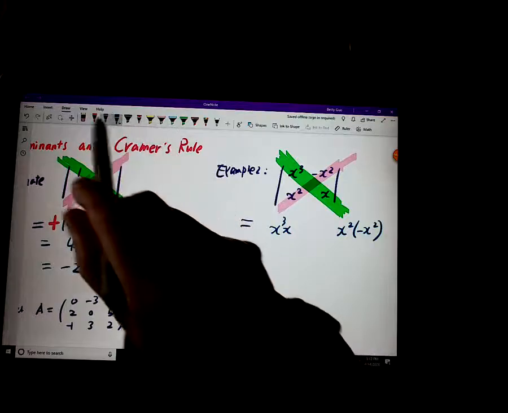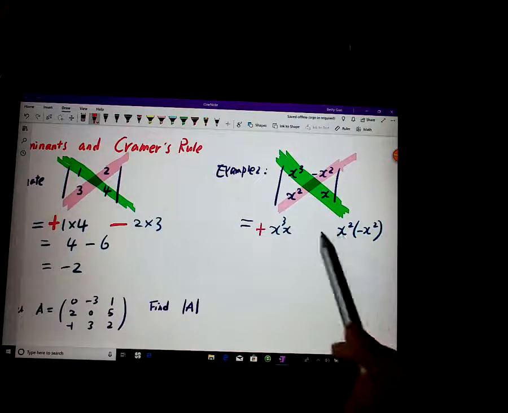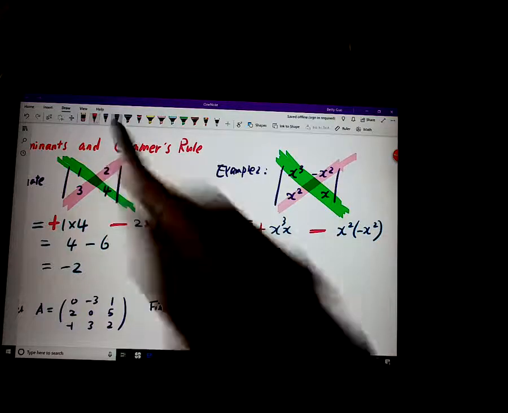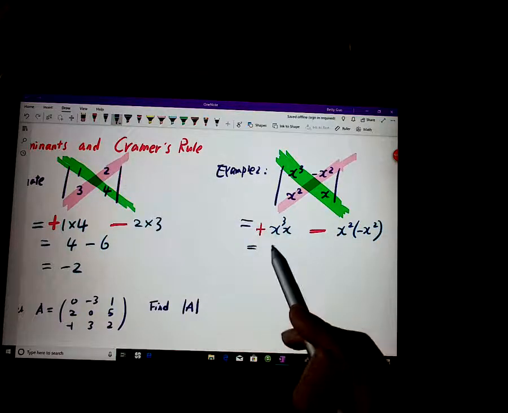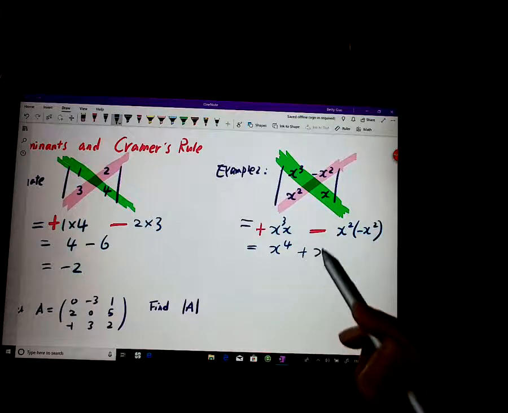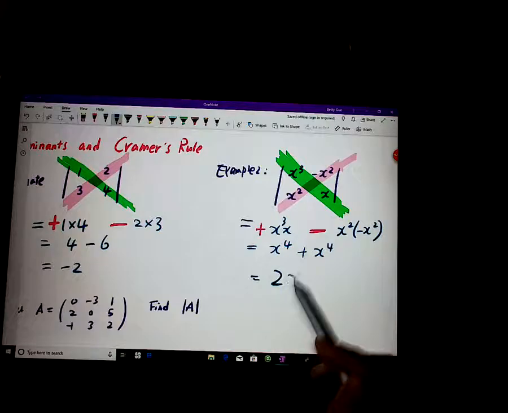Remember, main diagonal always positive. The product from the vice diagonal always negative. Then we have x cubed times x, x to the power 4th. Negative negative gives us positive, right? Positive x squared times x squared, that is x 4th as well. So we have twice of x to the power 4th.